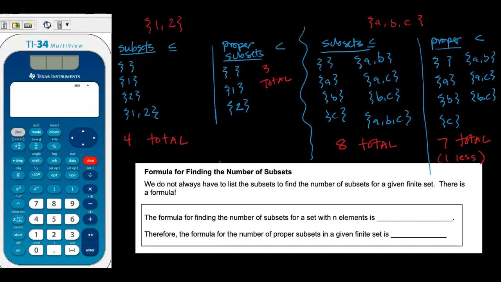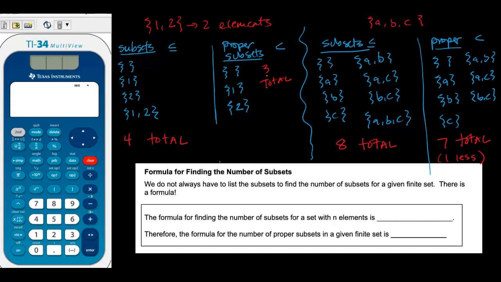So if I have a set, in this case with 2 elements, there are 4 subsets. And then if I list out the proper subsets, it's basically a repeat of what I have here on the left, except I didn't include the set itself because by definition a set cannot be a proper subset of itself. So there's 3 here. There's always going to be one less proper subset than subset. So I have 4 subsets and 3 proper subsets.